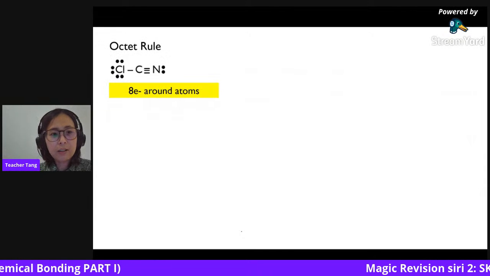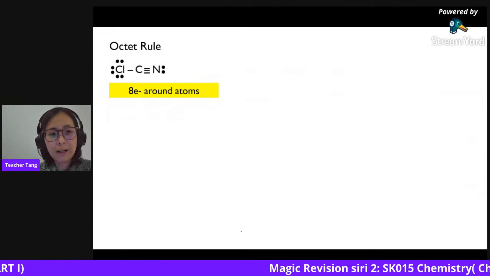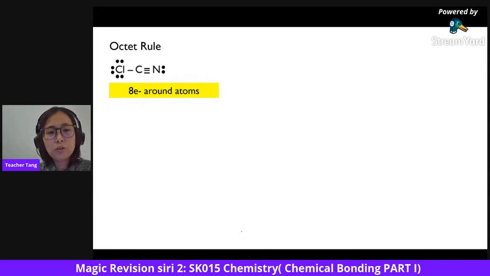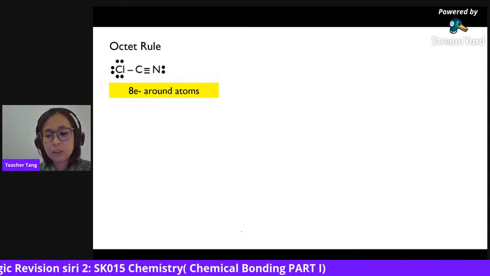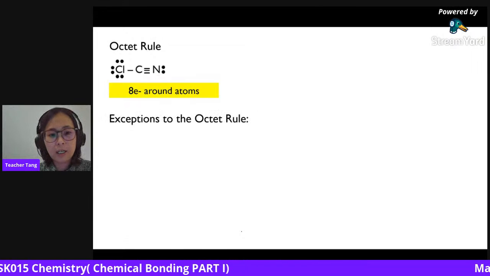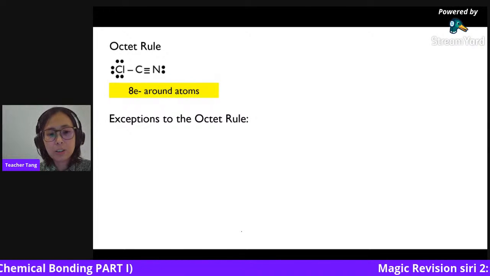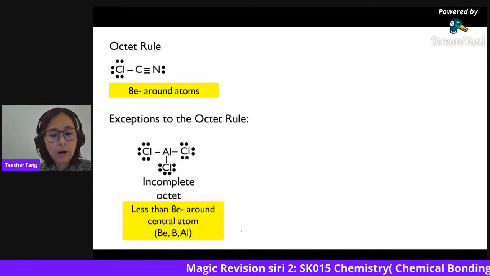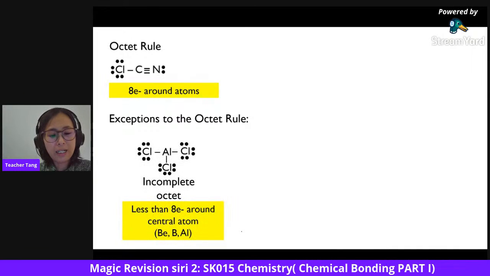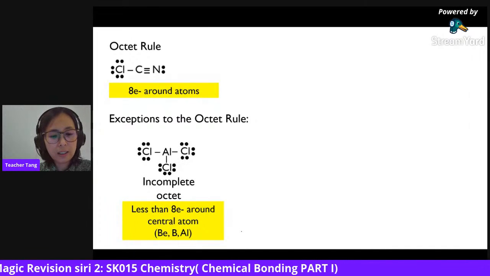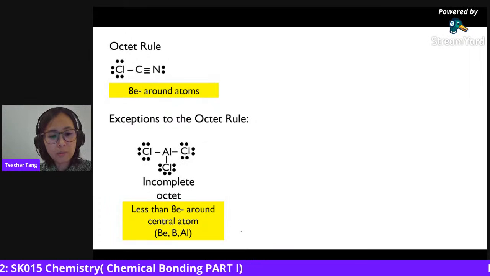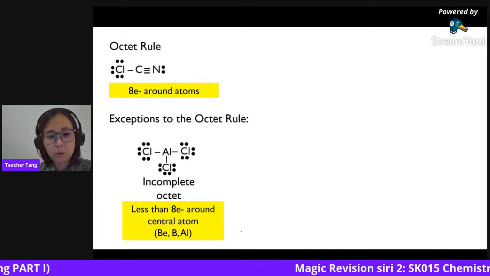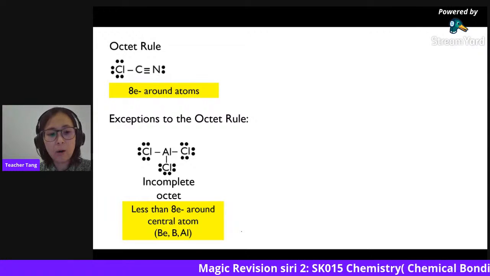And in 4.1, you also learn about octet rules. So what is octet rules? Basically, octet rules refer to the atoms with 8 electrons around it. And then you also learn the exceptions to the octet rules. The first one is the incomplete octet, where you can have beryllium, boron, and aluminium as the central atom, and the central atom with boron, beryllium, or aluminium has less than 8 electrons around the central atom. If that is the case, then we have incomplete octet.